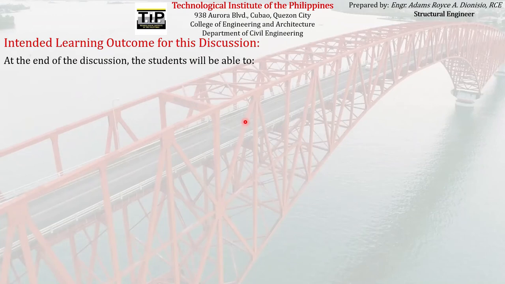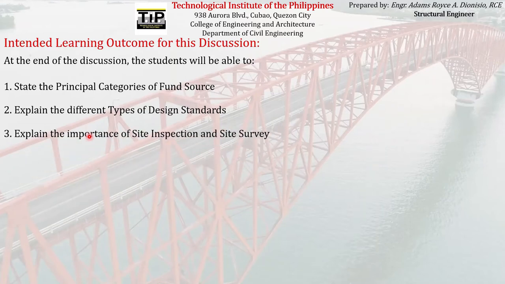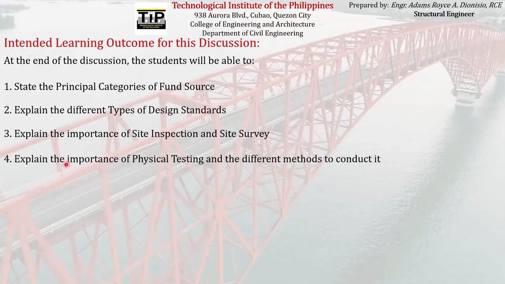At the end of the discussion, the students will be able to, number one, state the principal categories of fund source. Number two, explain the different types of design standards. Number three, explain the importance of site inspection and site survey. And lastly, explain the importance of physical testing and the different methods to conduct it.